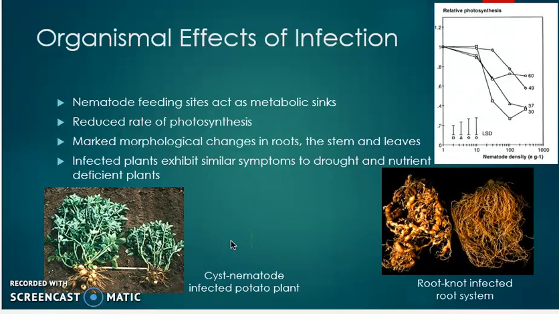The above-ground symptoms are very similar to those seen in drought and nutrient-deficient subjects, with plant wilting and stunted growth very apparent. Below ground, the roots undergo a very pronounced morphological change. Roots infected with cyst nematodes are often dwarfed and have more frequent branches, whereas roots infected with root knot nematodes tend to be more stubby and galled.